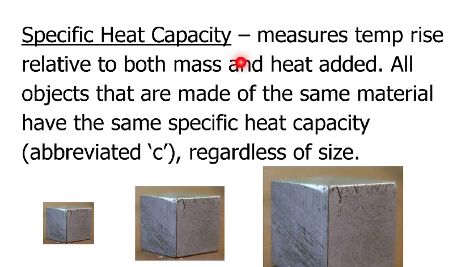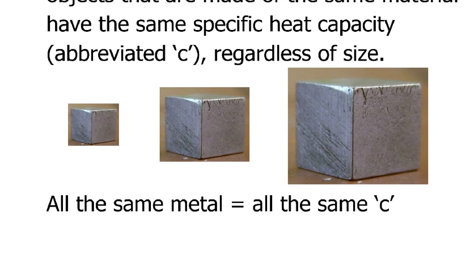That number is called specific heat capacity. It tells you how much heat would be needed to raise the temperature of 1 gram of a substance by 1 degree Celsius. So it's very specific. How much heat is necessary to raise 1 gram of, for example, aluminum by 1 degree Celsius? How much heat in joules? So that's specific heat capacity.